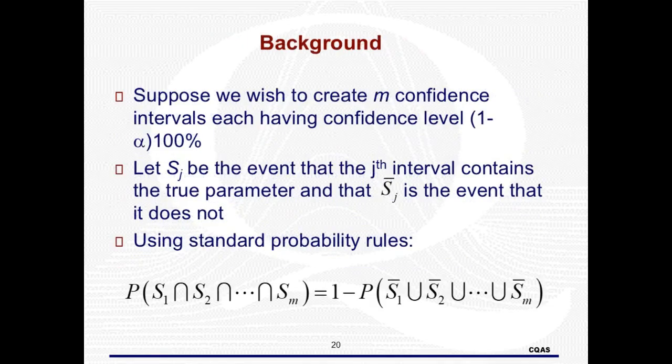Let's look at the probability framework behind the problem. Suppose we create m confidence intervals. Each interval has a confidence level of 1 minus alpha. Define an event where an interval correctly contains the true parameter. Then define the complementary event where it does not. The probability that all intervals are correct depends on the joint behavior of all these events. As the number of intervals grows, the probability that every interval is simultaneously correct decreases.